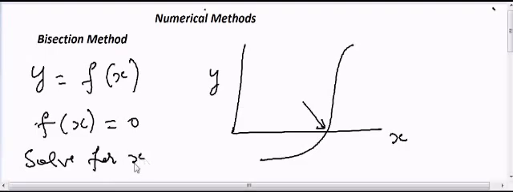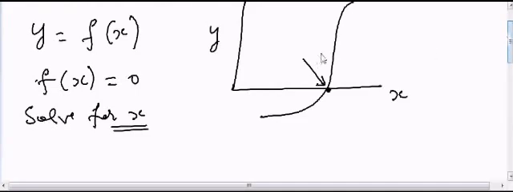for x. So solve for x means that I need to find a value of x at which y is equal to 0, and this is the place where y is equal to 0. So we need to find this point. So how will we find this point?